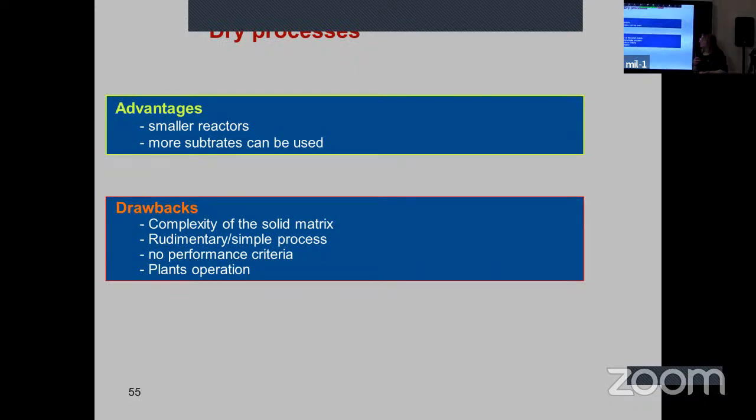In contrast, the dry processes will have the advantage of having a smaller volume and of using more substrate, but as a drawback, they will have some complexity of the solid matrix. They are a simple process, and we don't know very much about the plant operation or performance criteria.